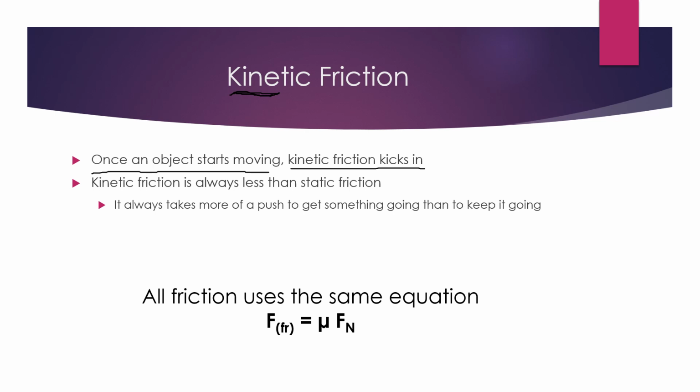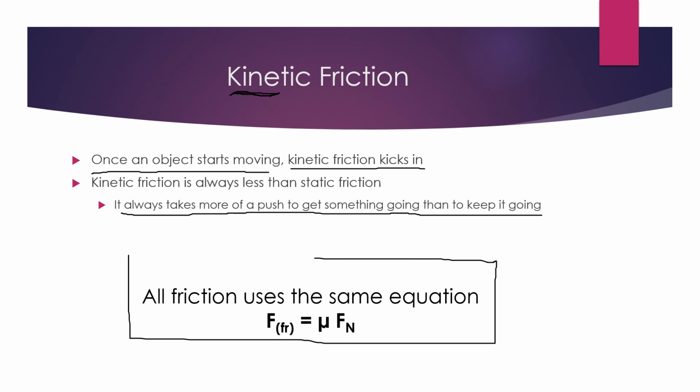So static friction just determines if it moves. Kinetic friction will go into the free body diagram once it starts moving. And kinetic friction is always less than static friction. It always takes more of a push to get something going than to keep it going. And all friction uses the same equation. So we're not actually using a different equation. We're still going to use this same equation. So let's take a look at some questions like this.